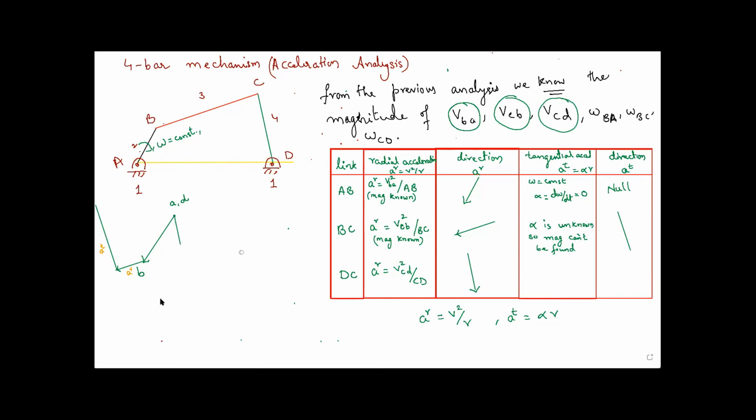Now go to the next point. What is the next point? This is your radial. Go to tangential. Alpha is unknown, right? So the magnitude of tangential acceleration can't be found. But the direction can be found, since the direction is perpendicular to the link itself. So this is the direction, right? We don't know the length. Don't worry about it. Just draw it long and connect it from here, this part.